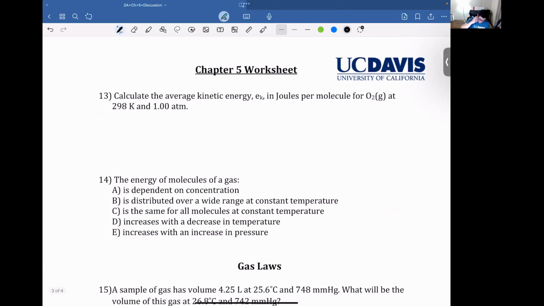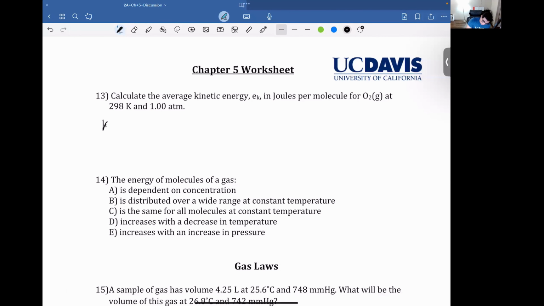All right, 13 says calculate the average kinetic energy, EK, in joules per molecule for O2 at 298 Kelvin and 1 atm. First you want to calculate the average kinetic energy per mole, and you're going to use this formula. There's a reason I'm saying per mole: this problem asks for per molecule. The formula is 3 halves RT, where R is your constant, 8.314, and T is your temperature in Kelvin.